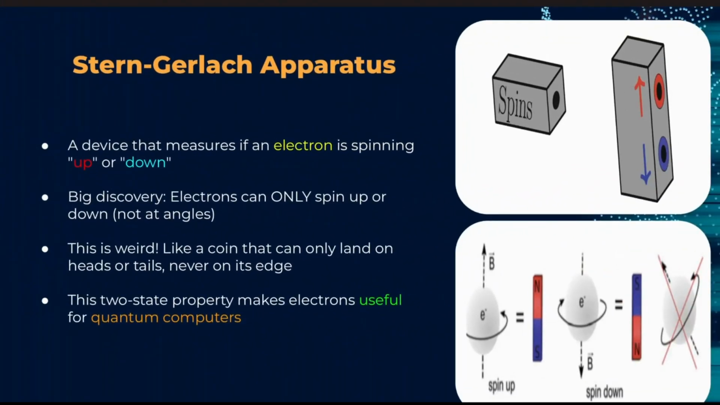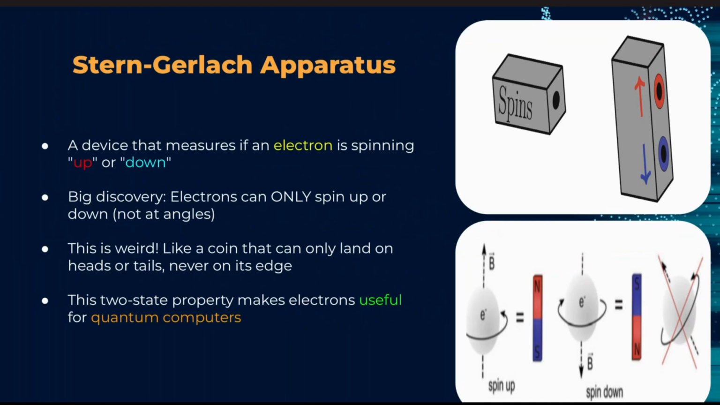Let's talk about the Stern-Gerlach apparatus. Now, this is a device that measures an electron to see if it is spinning up or down. Think of ones being spin up and zeros being spin down, like a classical computer where you have ones and zeros. The idea that electrons can spin up and down was discovered in 1925. However, experimental discovery was shown in 1922 using a Stern-Gerlach apparatus.